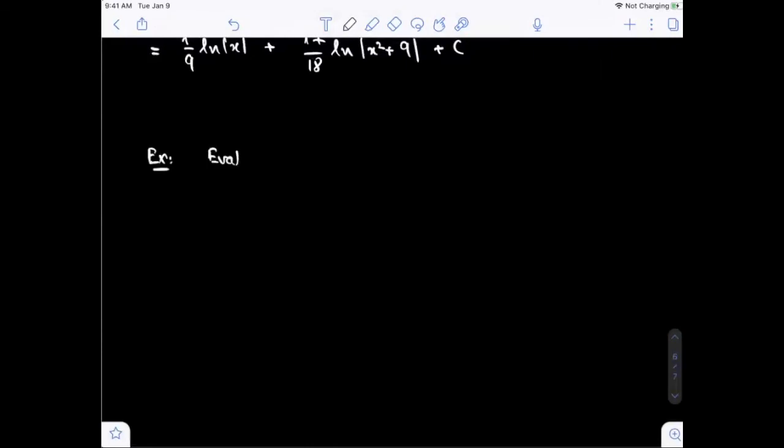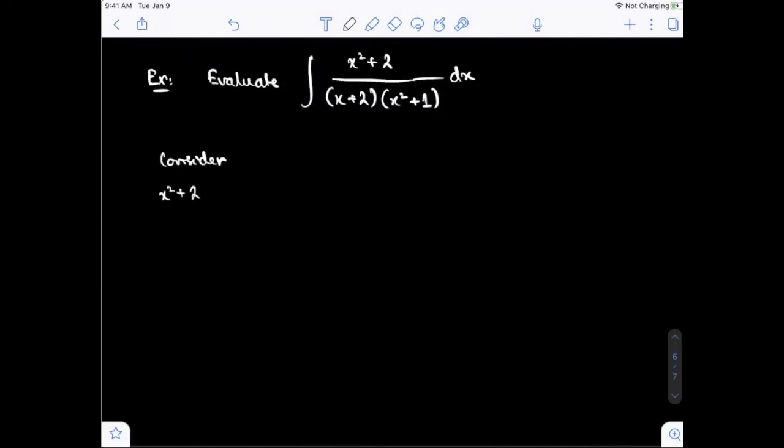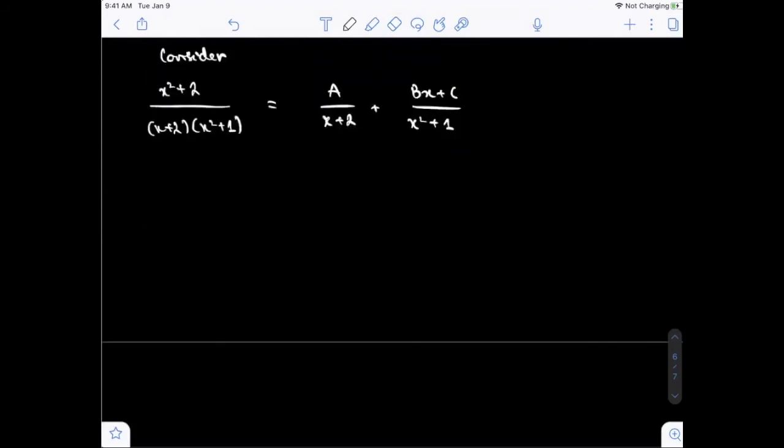So, example: evaluate the integral of x squared plus 2 over x plus 2 times x squared plus 1 dx. Right, so consider this fraction, x squared plus 2 over x plus 2 times x squared plus 1. One is a linear factor, the other one is an irreducible quadratic factor. So we have A over x plus 2 plus Bx plus C over x squared plus 1. Combine the two fractions on the right together and then match the numerators.